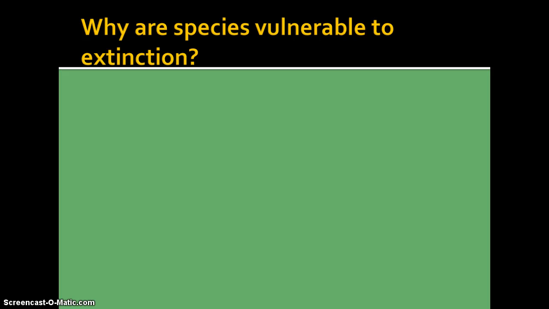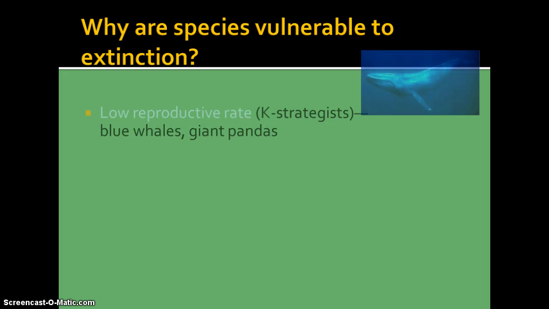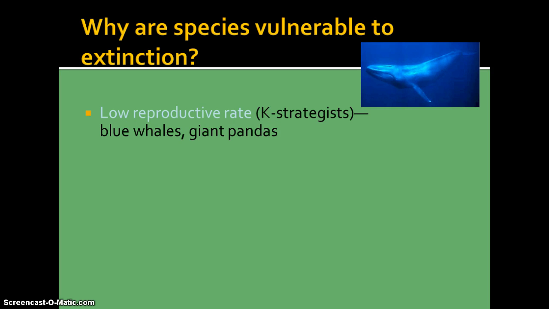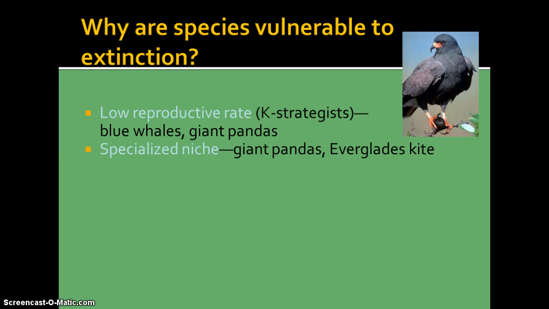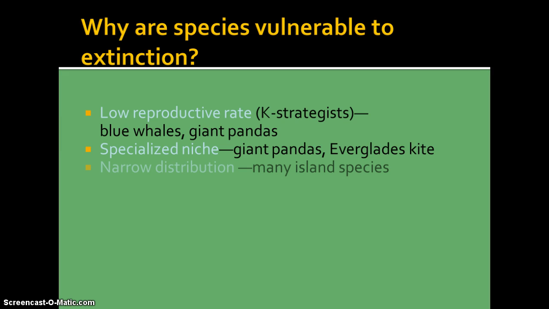Now, some species are more vulnerable than others to extinction. If they have a low reproductive rate, which means they only have a few offspring at a time, and then a lot of time passes in between offspring. So usually those are our mammals. If they have a specialized niche, if they only eat a certain thing, like our pandas, or the kite was another example. If they have a narrow distribution, which means they're only found in a few places to begin with. So a lot of our island species that only exist on that particular island are very vulnerable to being threatened or endangered.